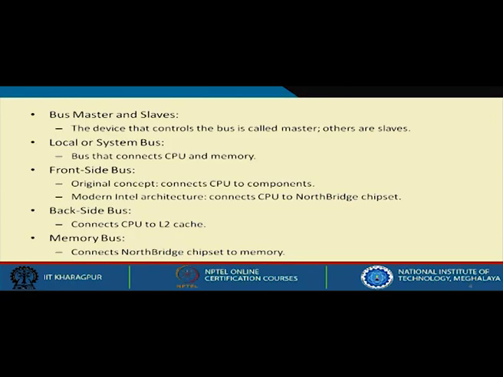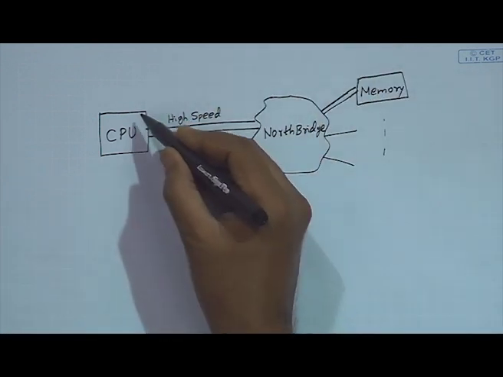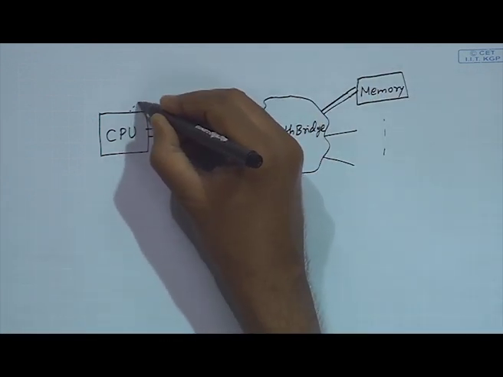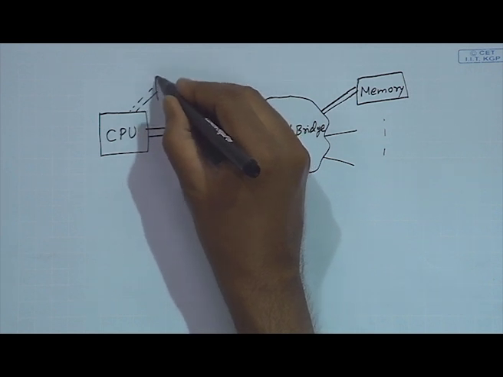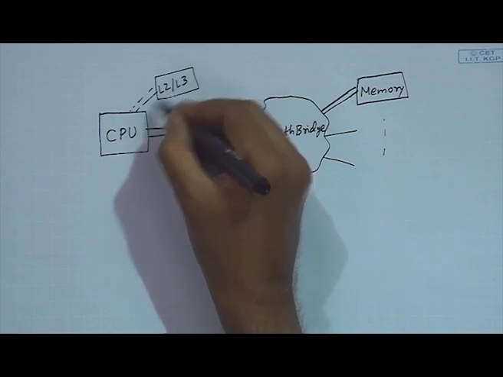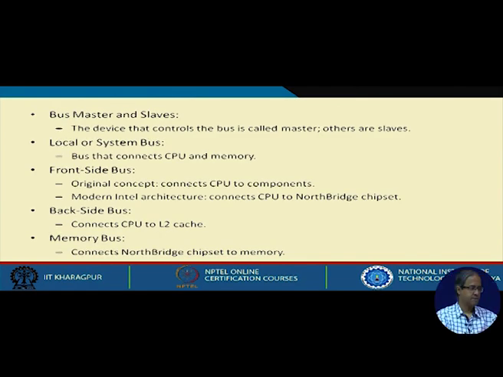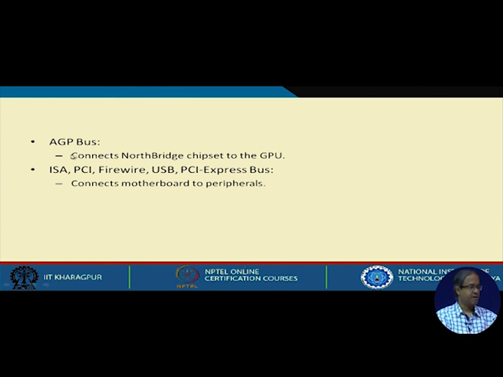So, there are different kinds of devices which are connected there. There can be a backside bus also where the CPU is connected to L2 or L3 cache, that bus is also there, L2 or L3, depending on whether L2 is inside the CPU or outside. Okay. Fine.